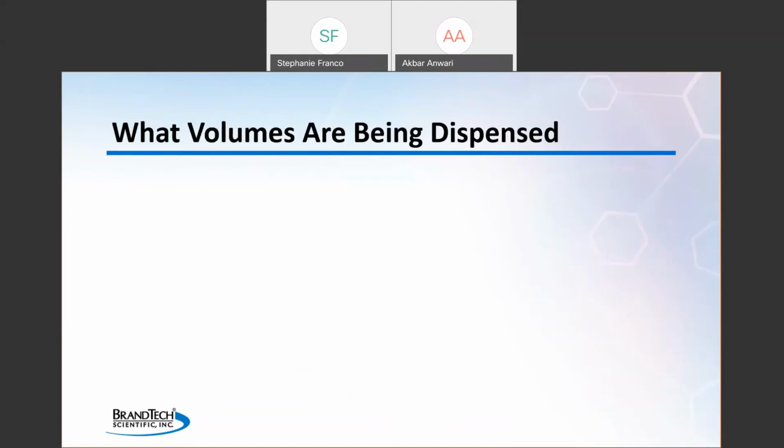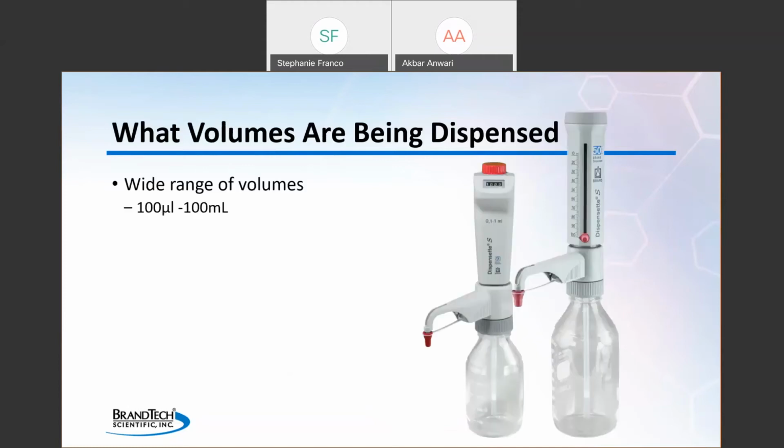You also need to consider the volume of liquid you need to dispense. Bottle top dispensers can comfortably dispense volumes from 100 microliters up to 100 milliliters, though not from the same instrument. Volumes outside of those ranges are best handled with other technologies.